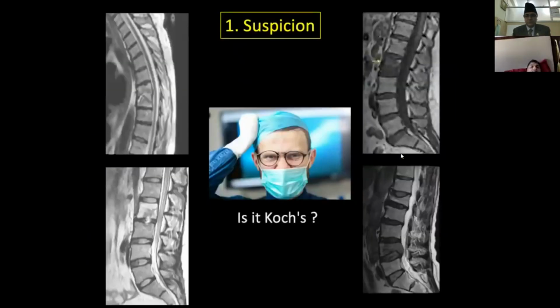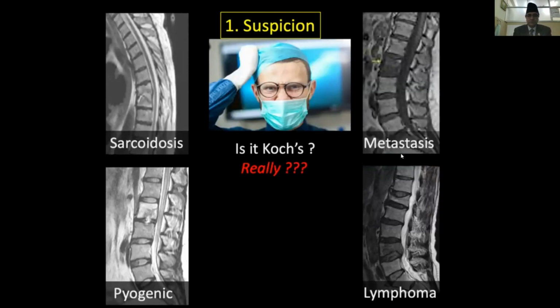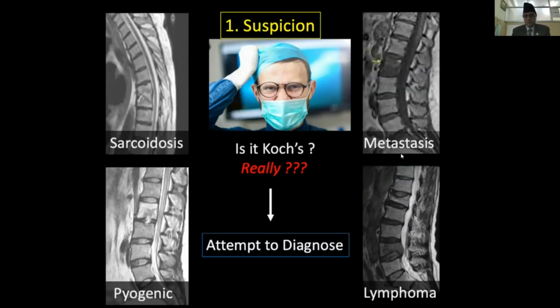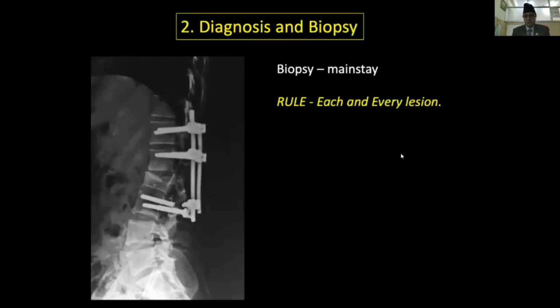So coming to the basics, if we have a look at all these pictures and wonder which of them is tuberculosis, the answer is none of them. So the point is that multiple lesions can mimic tuberculosis, and we really need to make an attempt to diagnose these conditions. As I said, the cornerstone of diagnosis remains the biopsy.